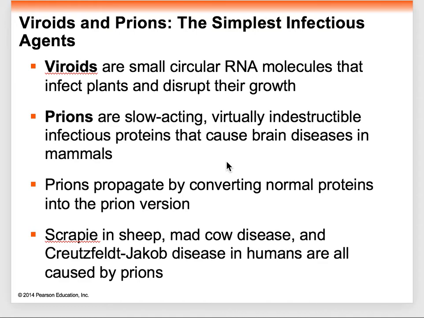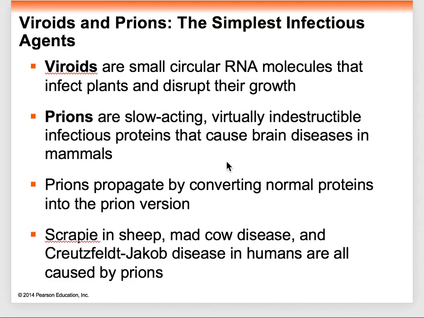Viroids are the smallest of all the viruses, so you do need to know that. However, they only infect plants and they only have RNA as their genetic material. What they do is they infect the plant and they disrupt its growth. So the viroid is going to be a very tiny RNA virus that is plant directed only.